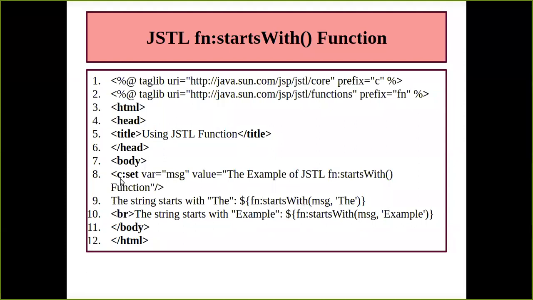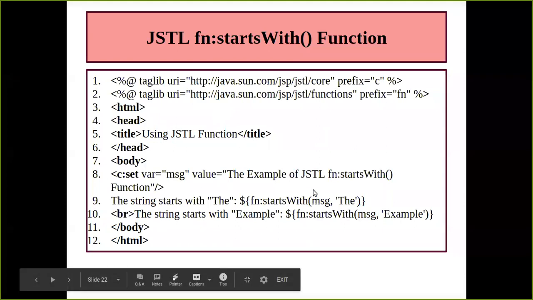Okay, instead of writing c, which is a prefix of core tag, now we are going to make use of fn, which is a prefix of your function tag. Whenever you make use of a function called startsWith, it should be understood by your JSP engine where it is coming from. Then we'll say it is from the fn, so it will understand that this fn is something called function, and this function is defined somewhere in your taglib directive.